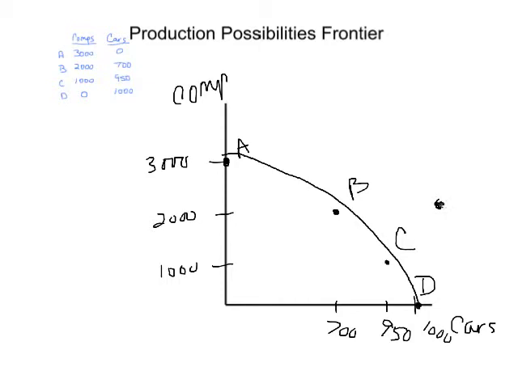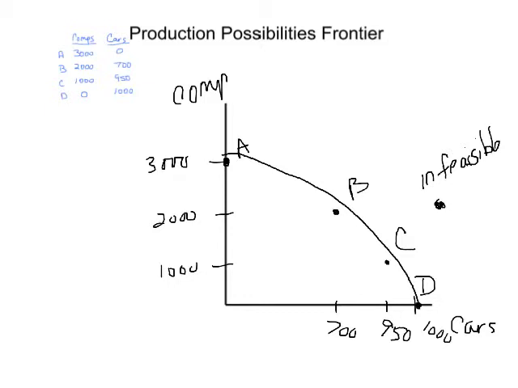Now let's think about, what about a point out here? So this economy would like to produce 2,000 computers and over 1,000 cars. Well, unless something changes, it is impossible for them to do it. So this is what we call the infeasible. Infeasible, same thing as impossible. So this is the infeasible point here. Not possible given the resources that this economy has.